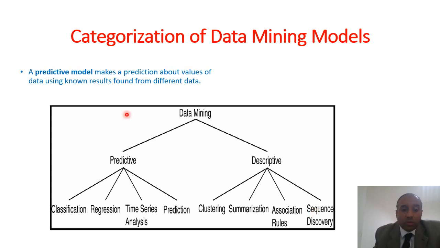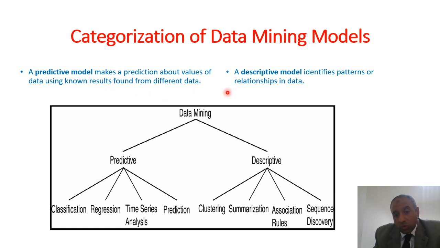So the predictive models make predictions about the values of the data through known results. This is what characterizes the predictive models, the use of known results. But the descriptive models identify patterns and relationships, and don't use any known results. Descriptive models are mostly called unsupervised, but predictive models are usually called supervised.